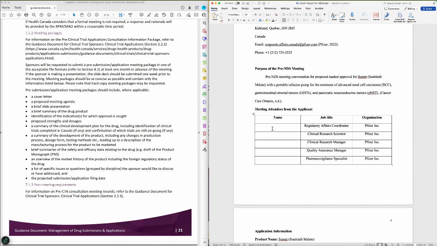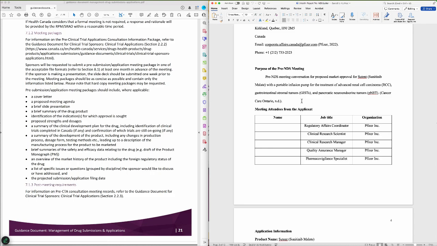So we put the names of individuals, the job titles and the organization. Obviously, this letter is just made based on information that doesn't have any proprietary or confidential information. So anything that you may see in the letters or what I'm going to show you in the next examples are all from publicly available information and used for the sake of this presentation.